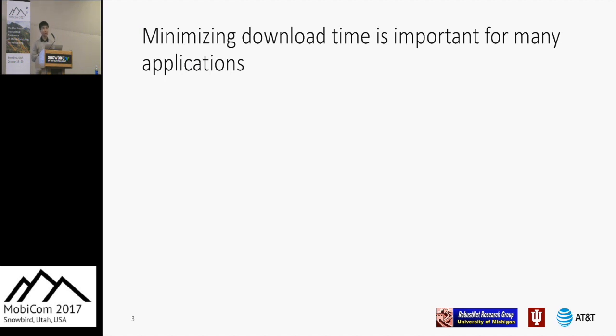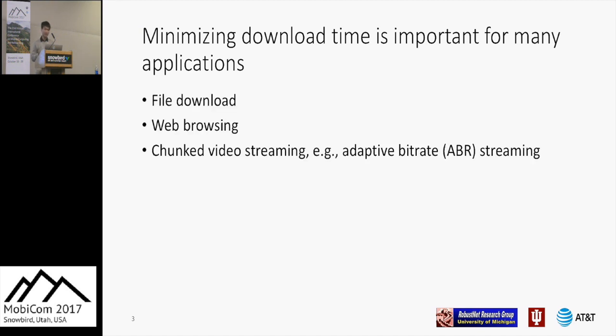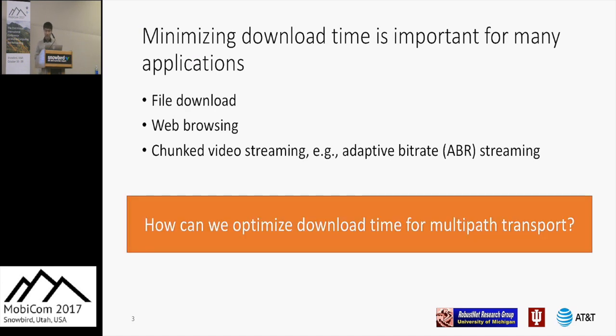Minimizing download time is important for many applications, for example, file download, web browsing, and chunks of video streaming, including adaptive bitrate streaming. So we ask this question: how can we optimize download time for multipath transport?